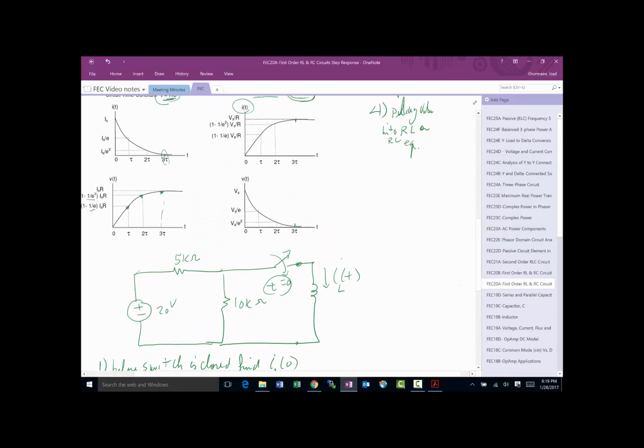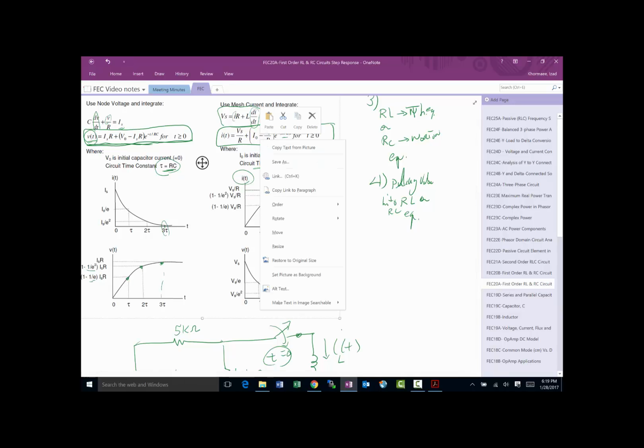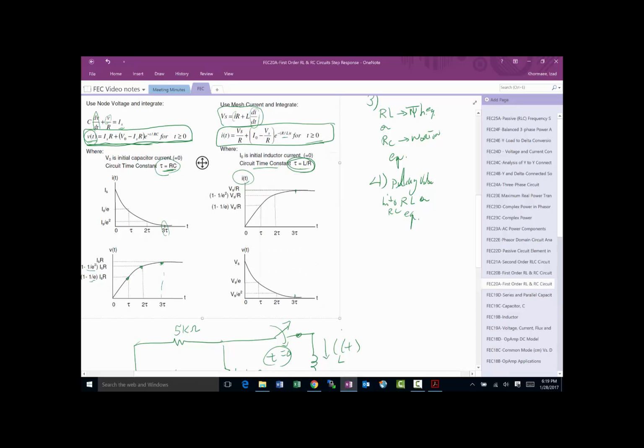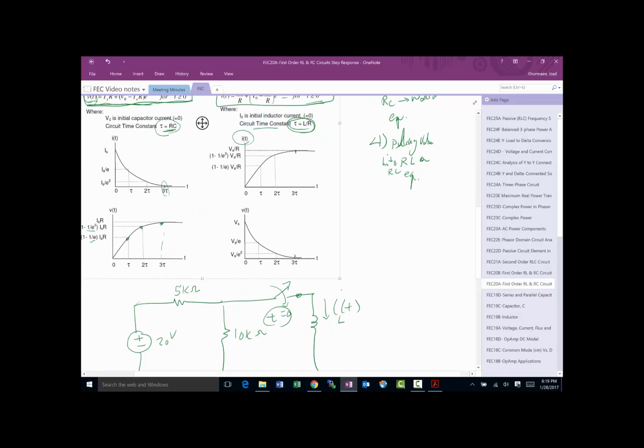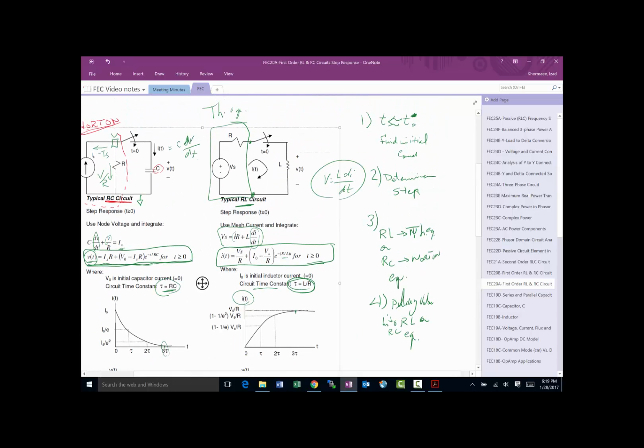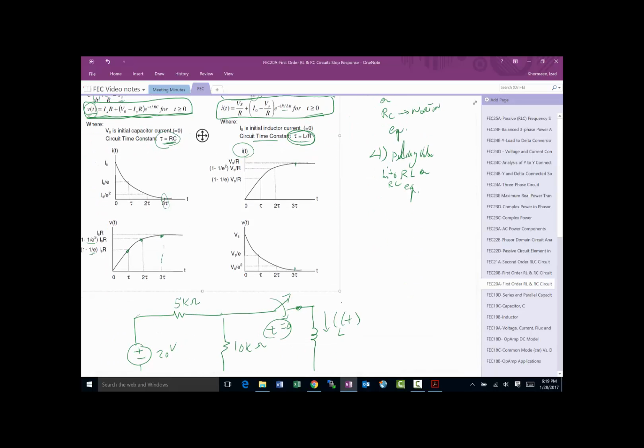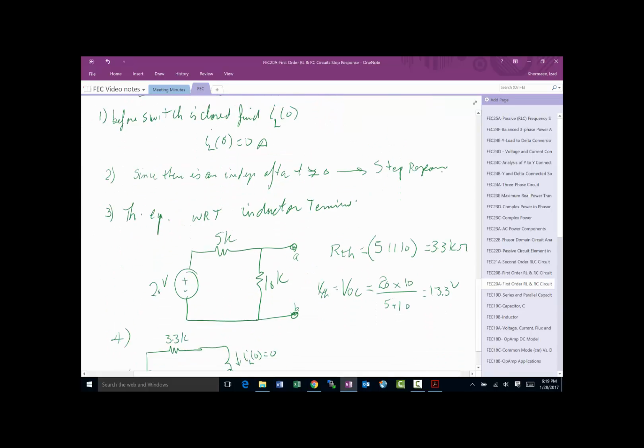Now I can go up here and literally take this piece of the equation and plug in my values into it. Vs is basically the V Thevenin, R I have, and all that. So I just simply have to plug it into that equation and I'll be done. So let's go do that real quick here.